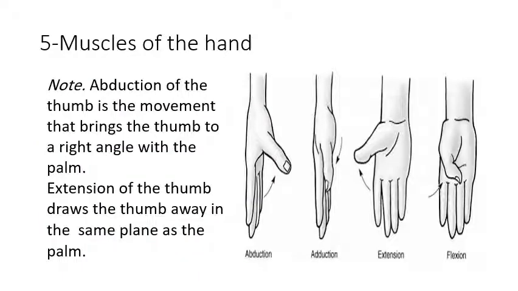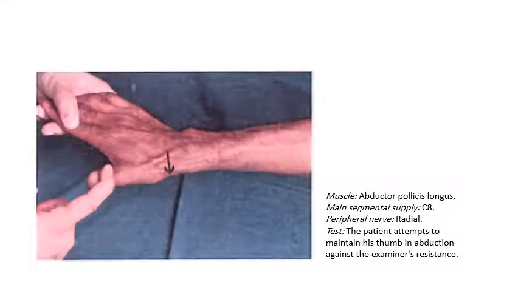Before addressing examination of the muscles of the hand, we have to know the direction of the thumb in relation to the hand during the different positions of the thumb. Abductor pollicis longus is supplied by C8 and the radial nerve. The patient attempts to maintain his thumb in abduction against the examiner's resistance.